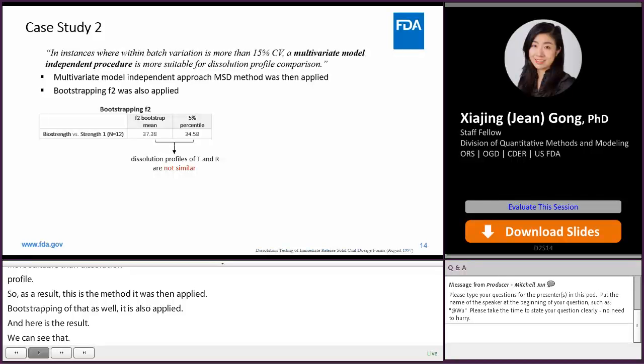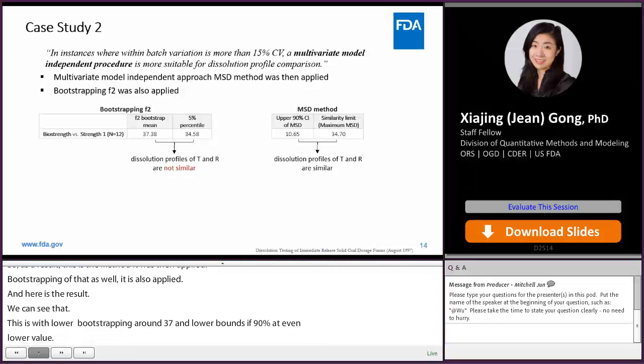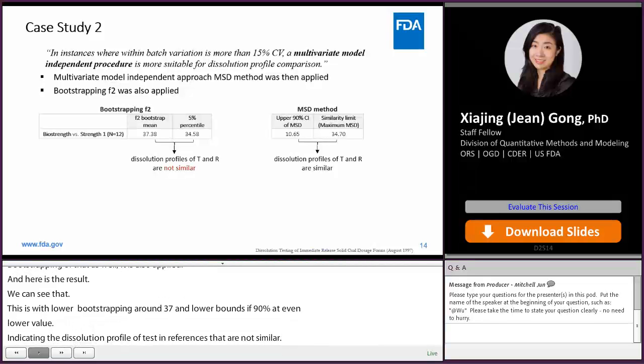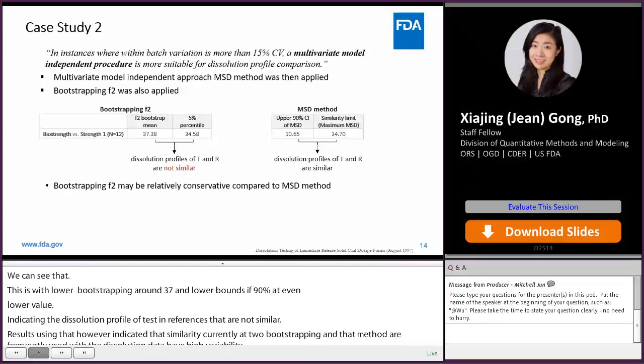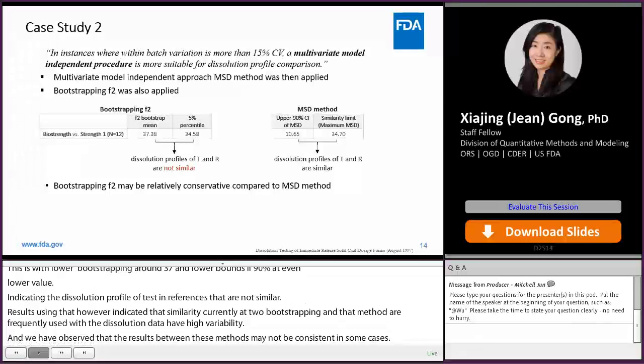Results using MSD method, however, indicated similarity. So currently, both F2 bootstrapping and MSD method are frequently used when the dissolution data have high variability. And we have observed that the results between these two methods may not be consistent in some cases. And as found in literatures and agencies' internal research projects, bootstrapping F2 may be relatively conservative compared to MSD method.